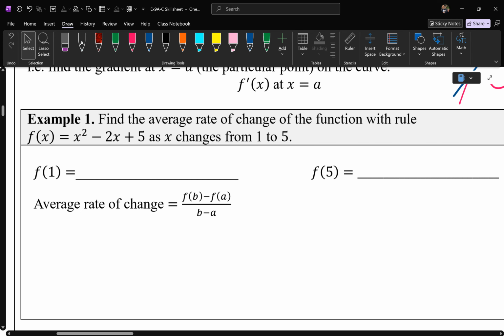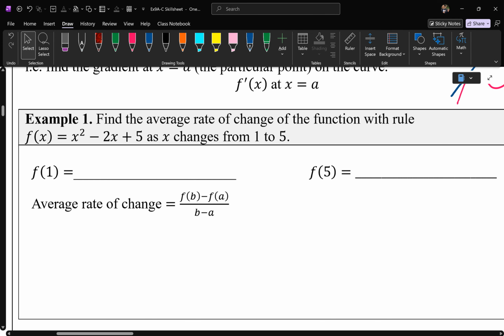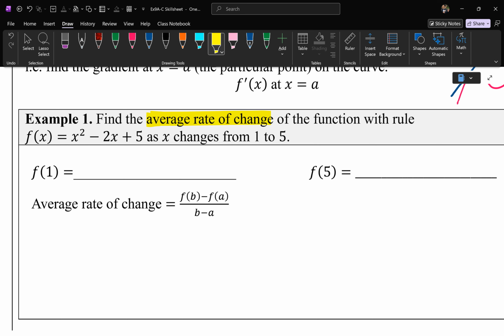Here, it says find the average rate of change. So that means find the gradient between 2 points. And they told you, for this rule, where it changes from 1 to 5. Okay, so when x equals 1, what is my y value? So this is x1, y1. This is going to be my x2, and you're going to find out y2. Yeah, so this is x1, y1.